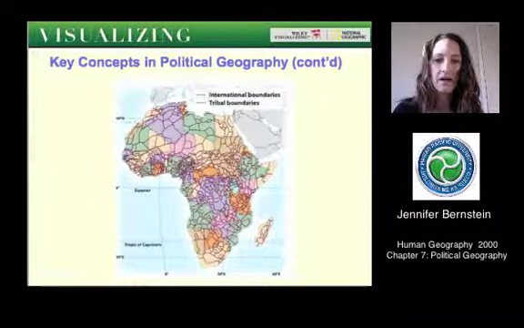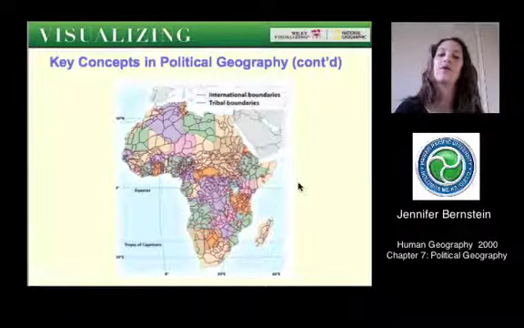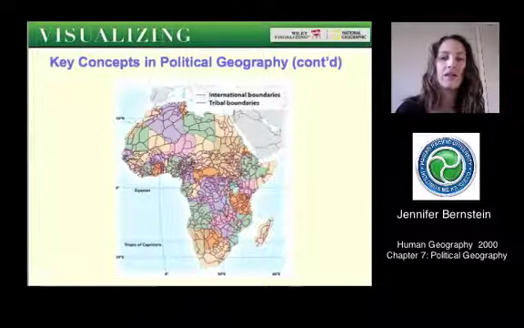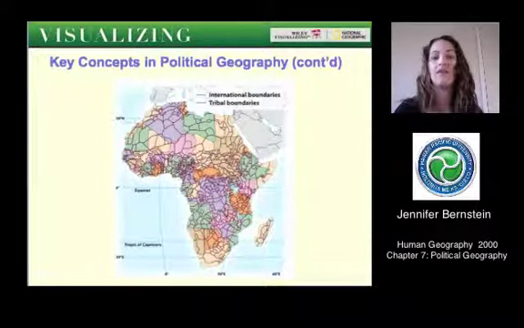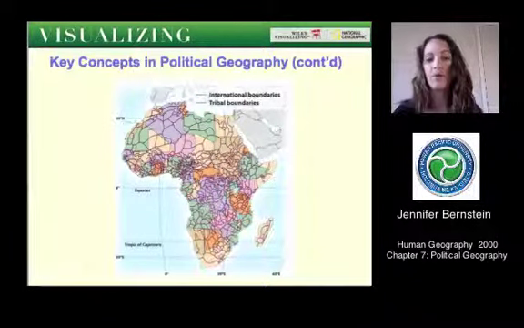So you can see here the international boundaries between states, and you can see the tribal boundaries, and you can see that they really don't match up. The international boundaries have a lot more to do with ease of settlement by colonial powers than actual tribal boundaries, and this is part of what's contributed to ethnic conflict within Africa. So the present day boundaries represent the colonial boundaries better than tribal boundaries.